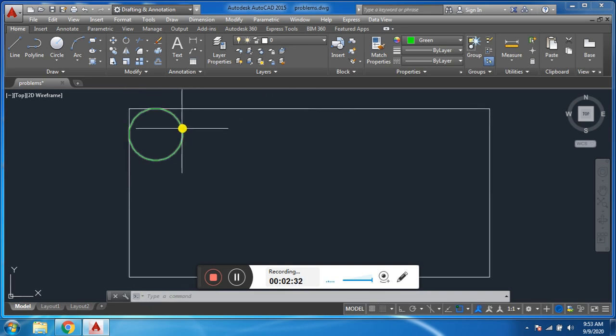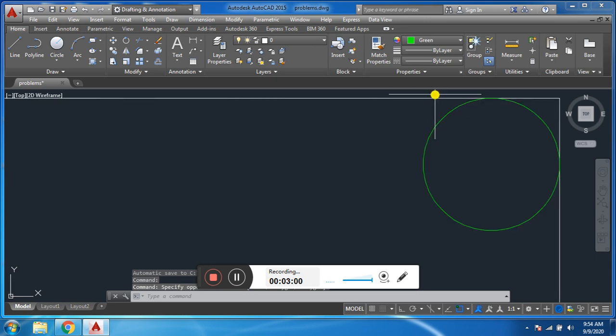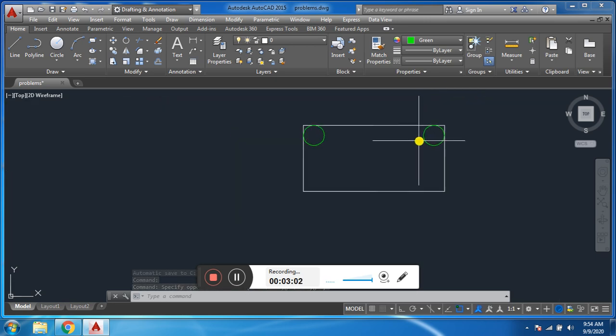Again I want to make a circle here. C, enter, these are sub commands: 3P, 2P, tangent radius. C, enter, after that T, enter, select the first line, then the second line, and put a radius of 0.02. This circle is tangent at this point and this point.